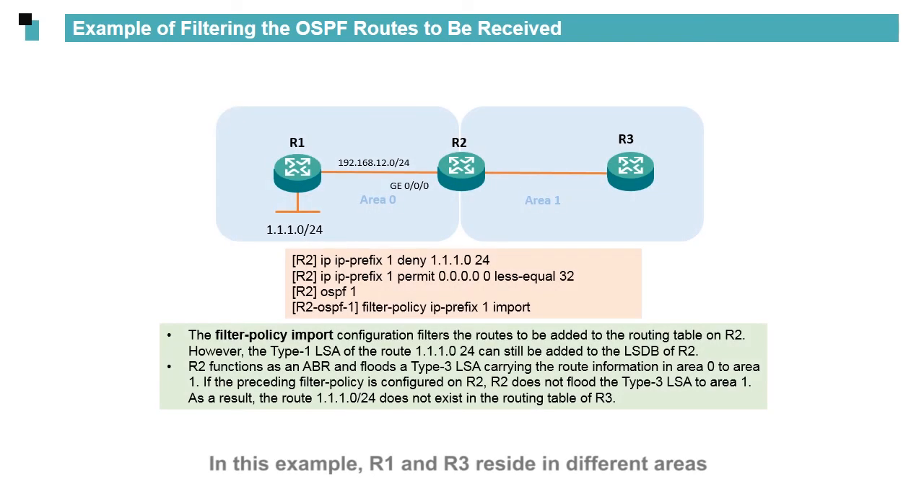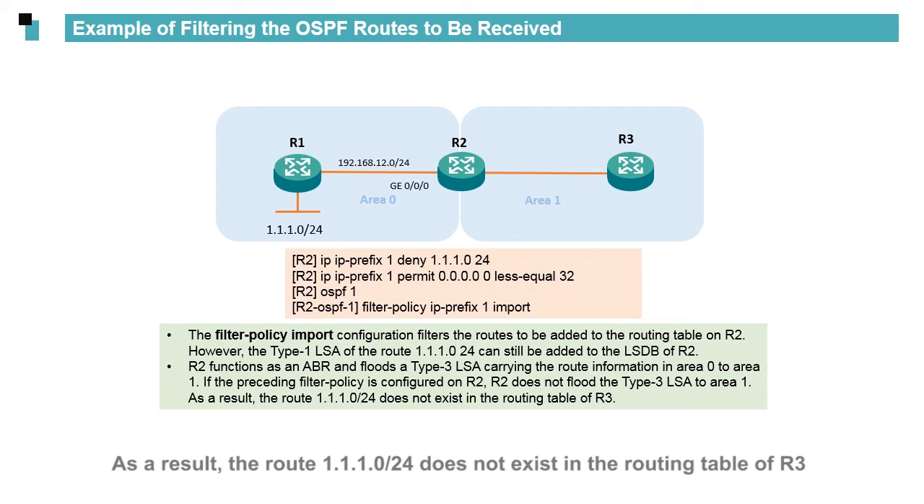In this example, R1 and R3 reside in different areas. If the preceding filter policy is configured on R2, R2 does not flood the Type 3 LSA carrying the route information in area 0 to area 1. As a result, the route 1.1.1.0/24 does not exist in the routing table of R3.